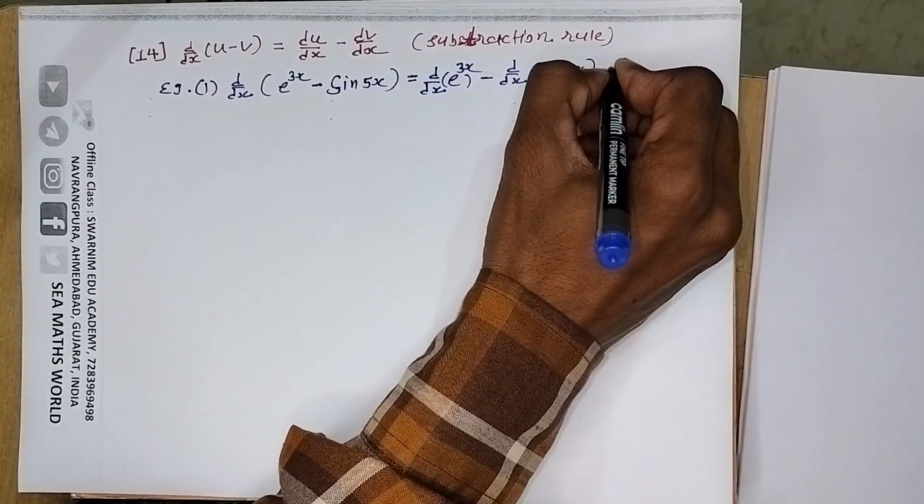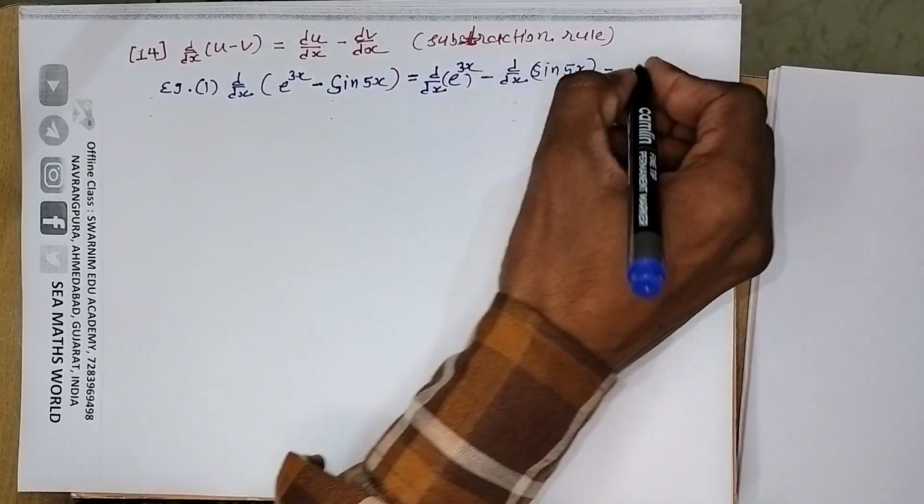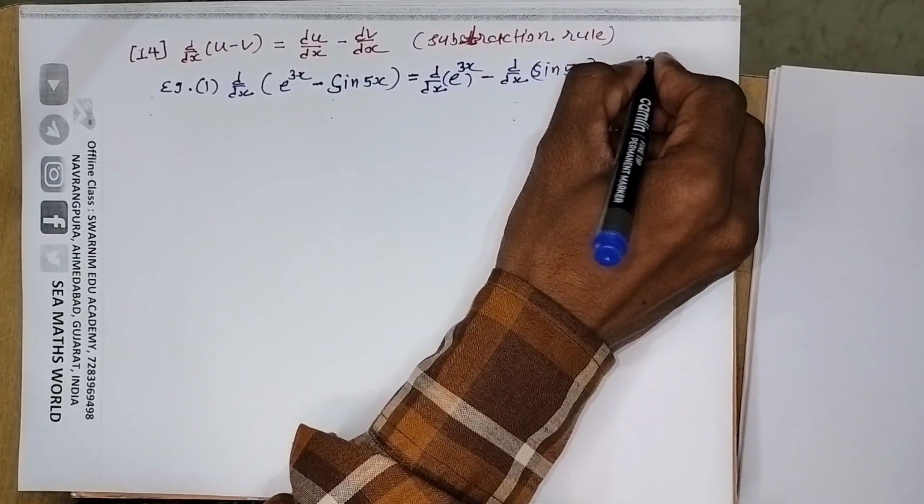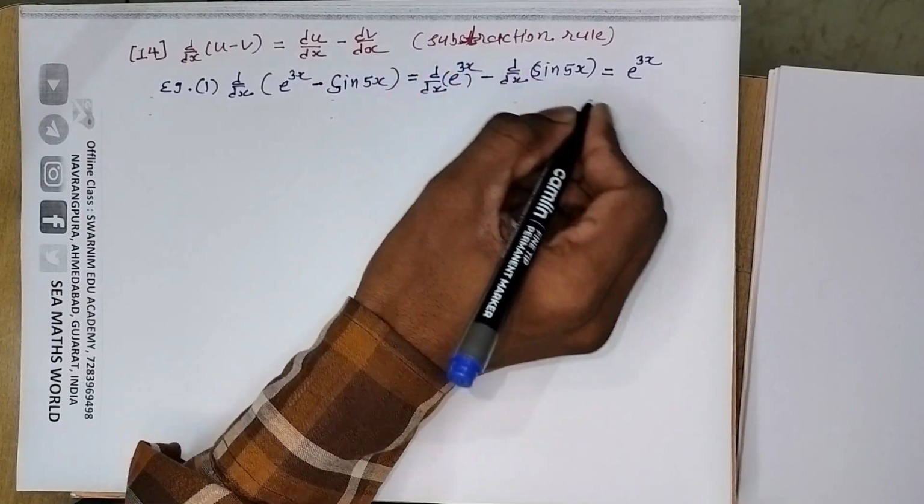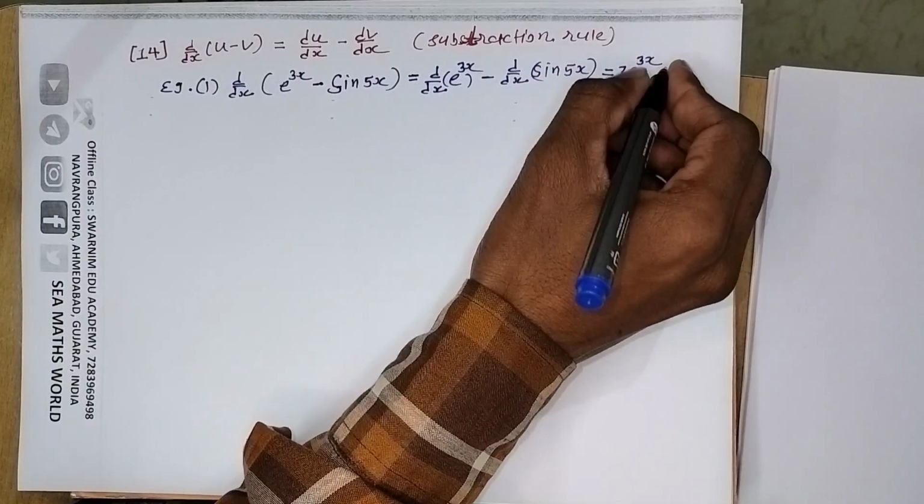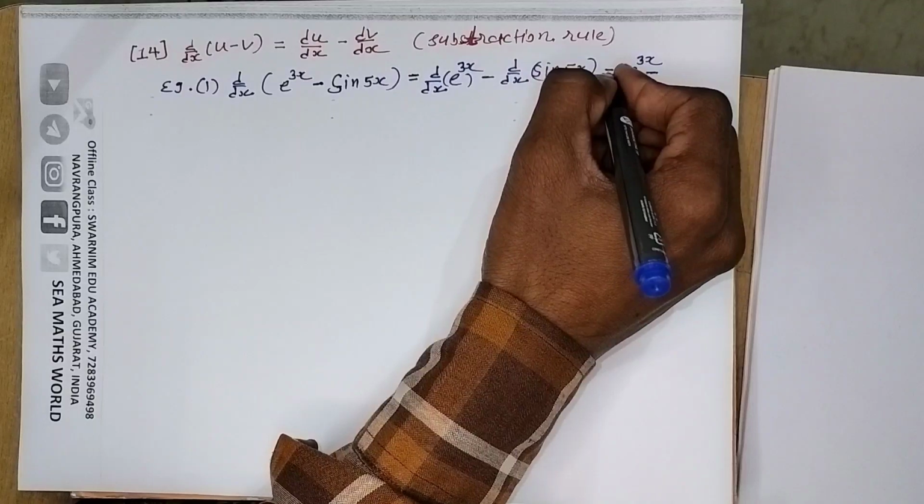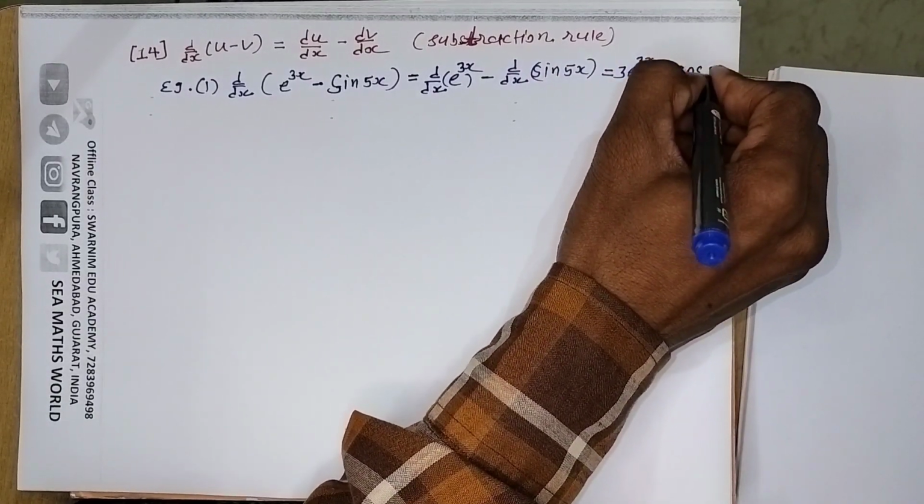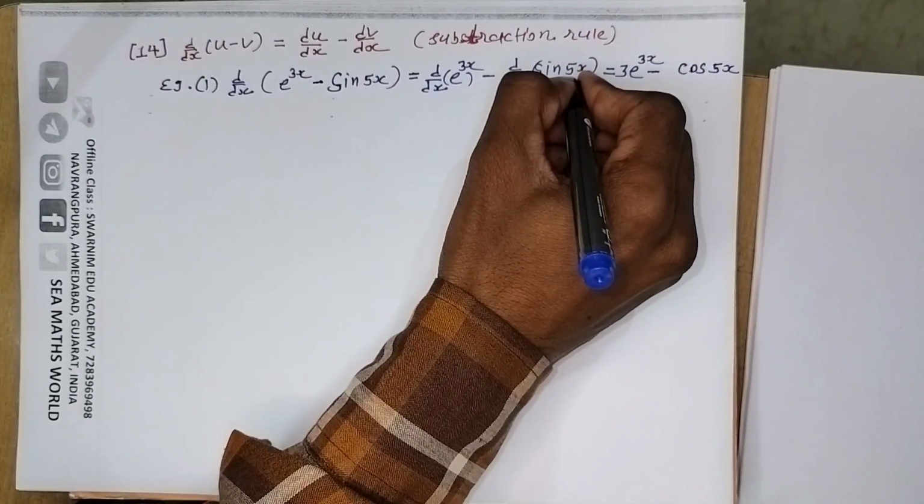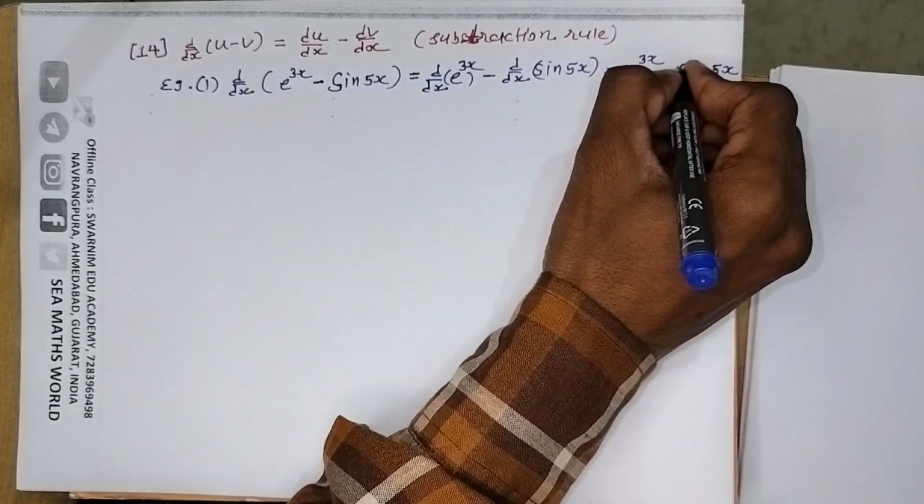So finally it will become e raised to 3x, differentiation of e raised to 3x as it is. Then differentiate power. Here power is 3x. So its differentiation will be 3 minus sine 5x. Differentiation of sine 5x is cos 5x. Then differentiate the angle. Angle is 5x. That will be 5.